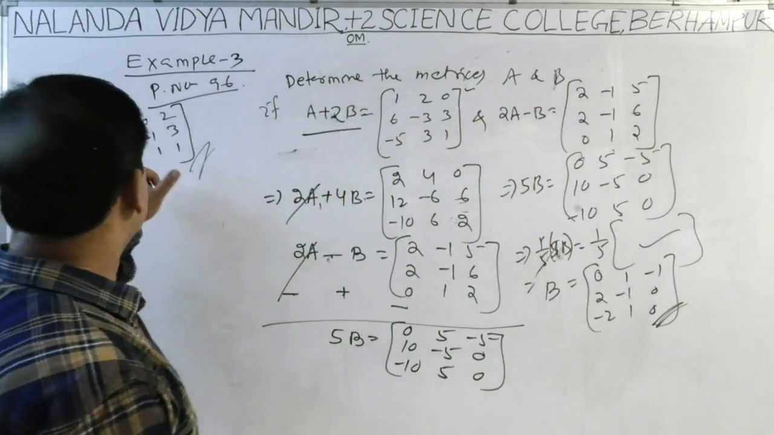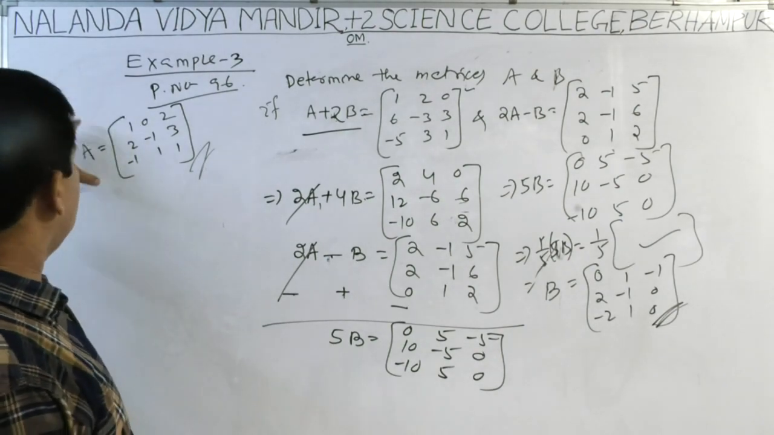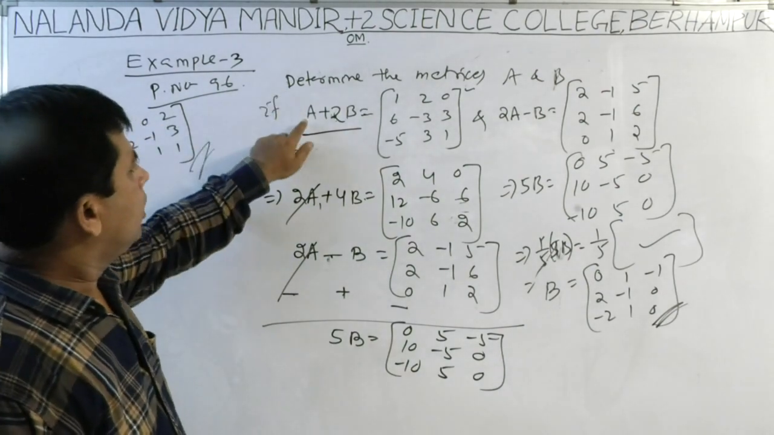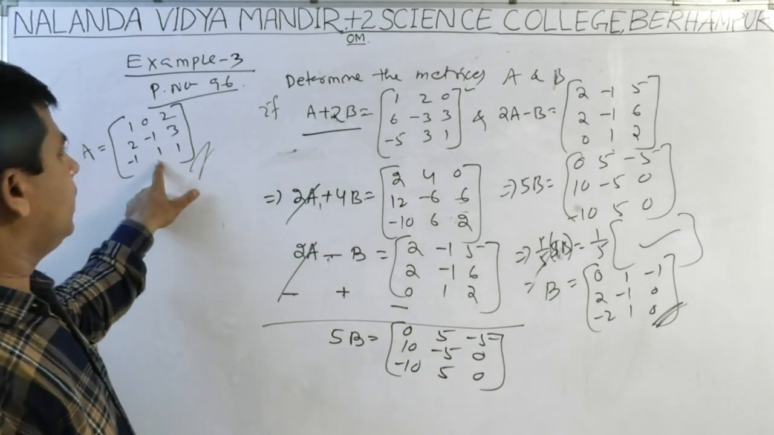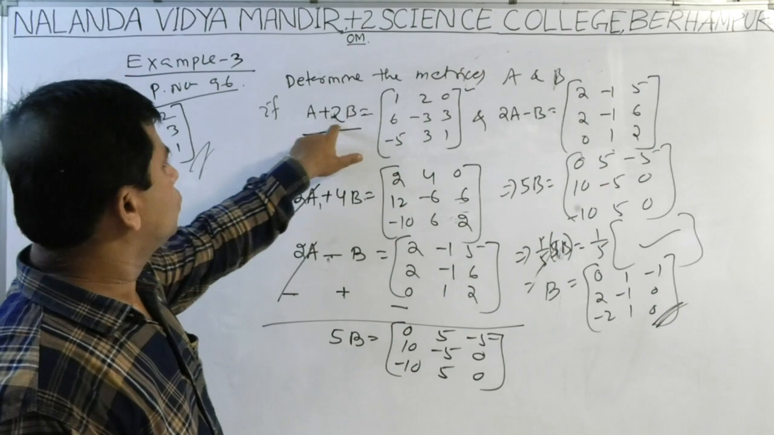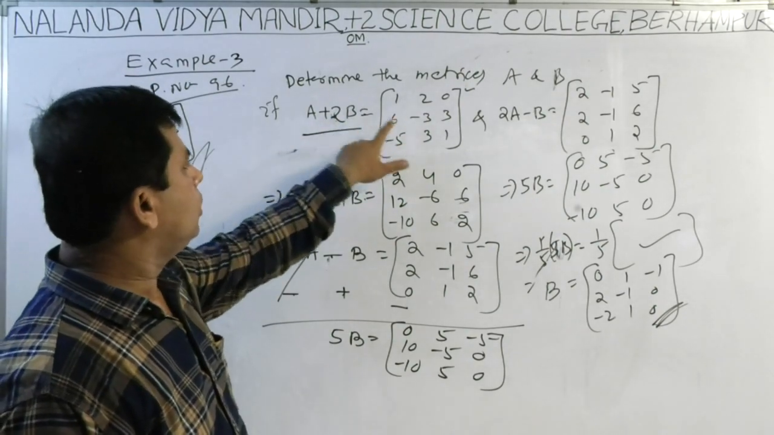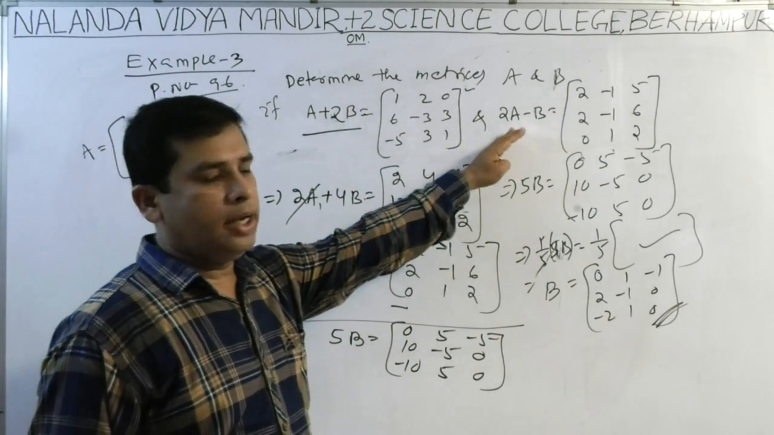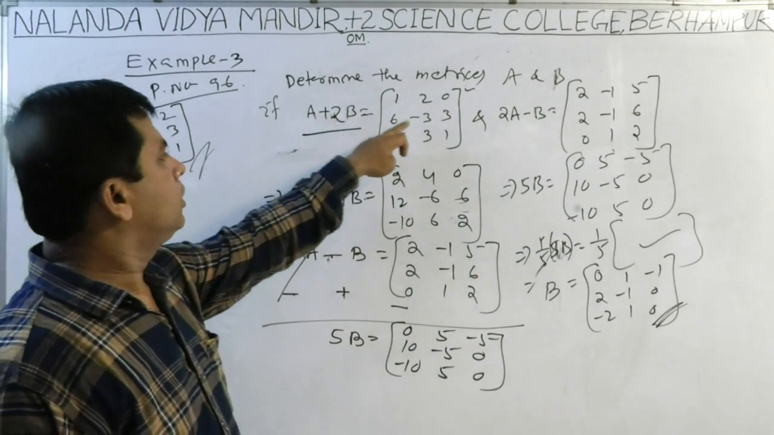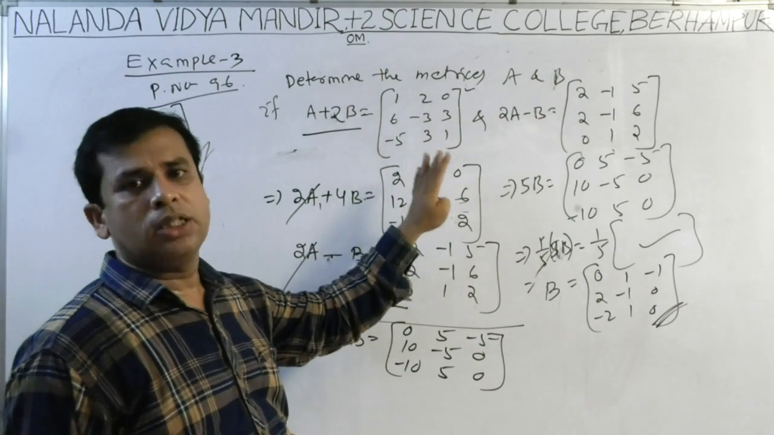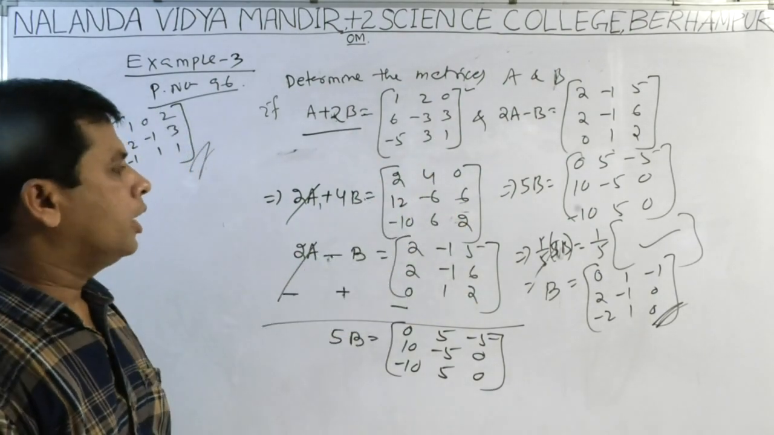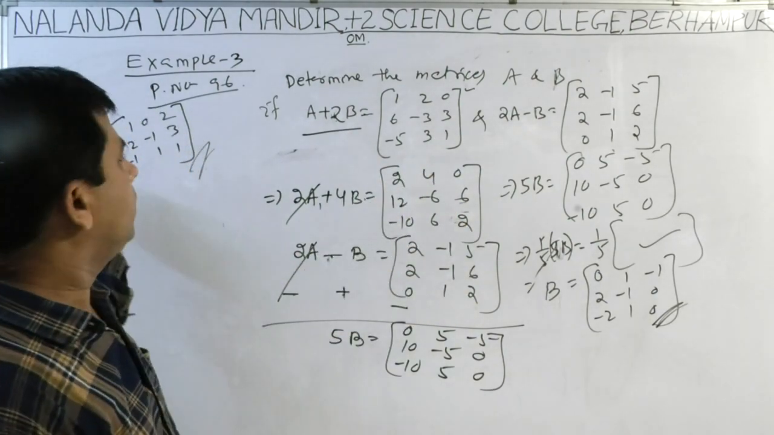If we first calculate a, this can be put in this way. If we put a, this matrix, we get this matrix plus 2b is equal to this. Therefore 2b is equal to this matrix minus a. We can find 2b is equal to this. This implies b is equal to this matrix divided by 2. In this way also we can find the matrix B. Okay.